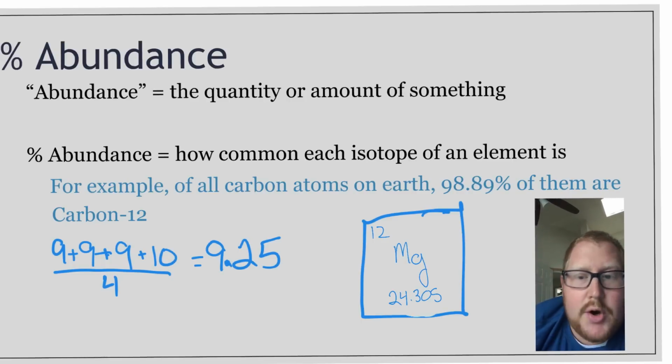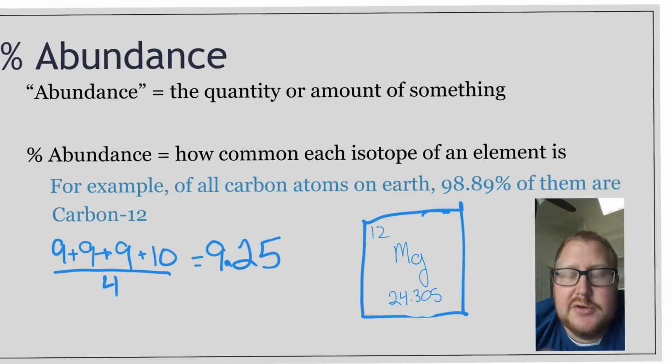So we will never make you remember how abundant a certain isotope is, but usually one will be a lot more common than another. And you can infer based on the average mass which one is going to be the more common one.